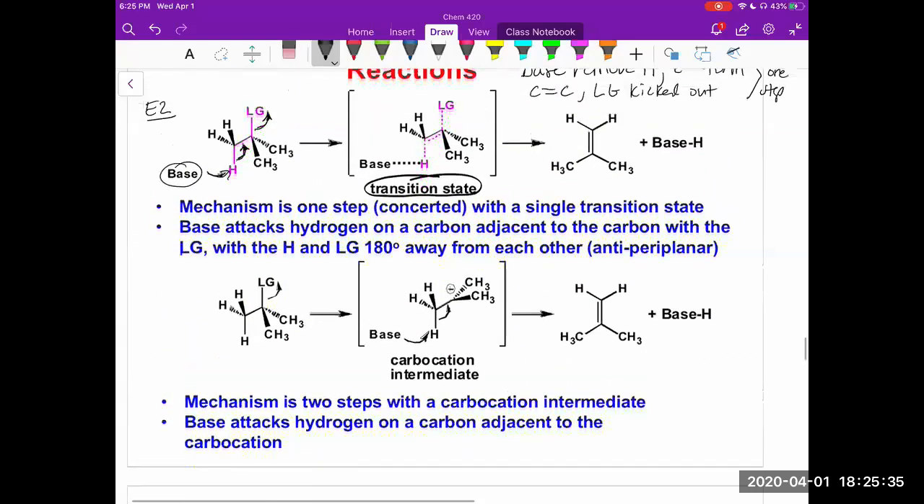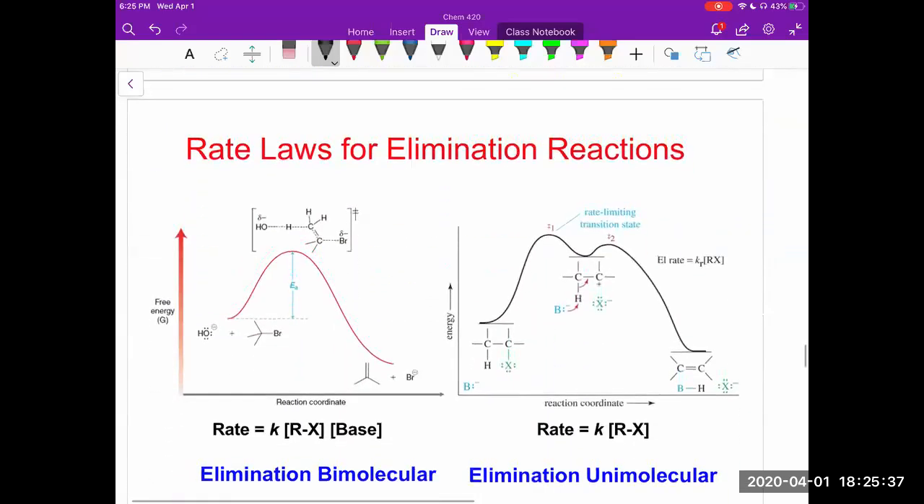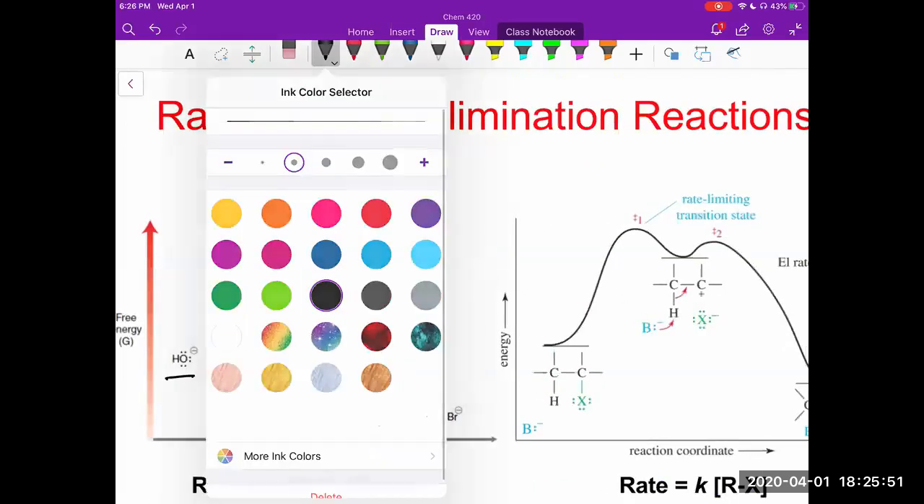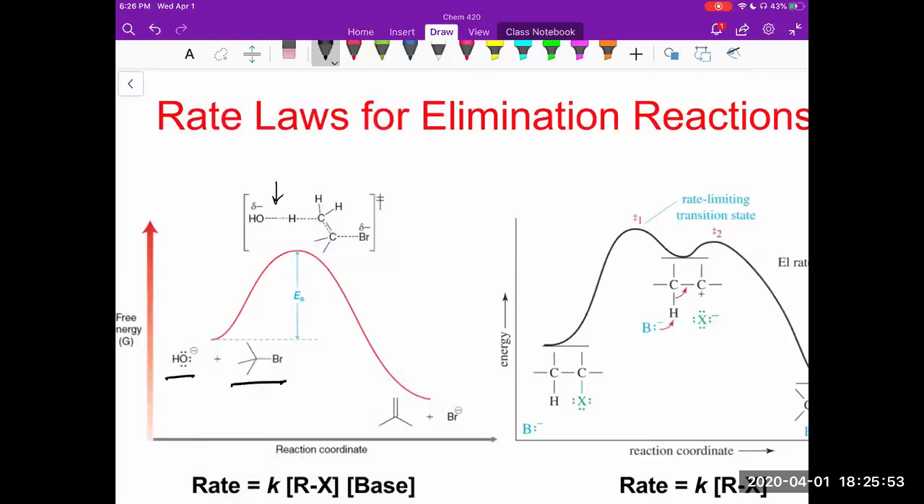So let's zoom down and look at the rate law for it real fast. Look at the potential energy diagram. It looks very SN2-like. I have my base, my substrate, my transition state, where I am doing my deprotonation right here. So the base grabs the H right there. And then the leaving group is getting pushed out right here.